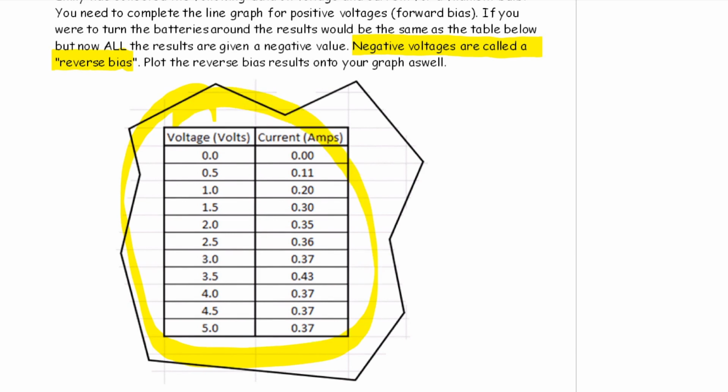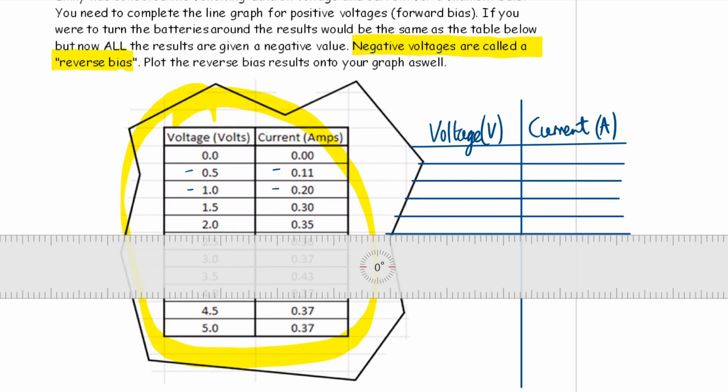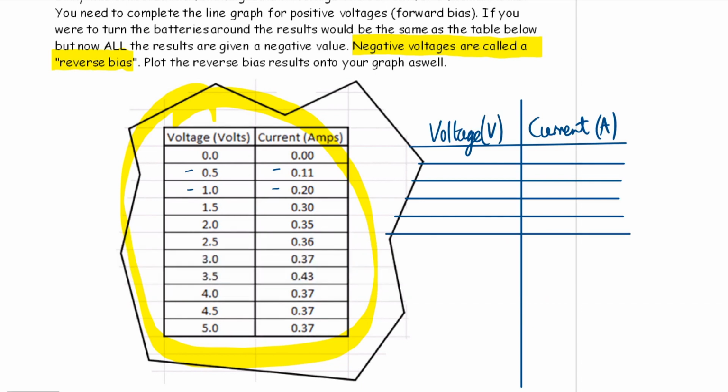To plot reverse bias, all you need to do is put a negative sign in front of each one of these. So all you do, the first one can be 0, 0, next one 0, minus 0.5 and minus 0.11.